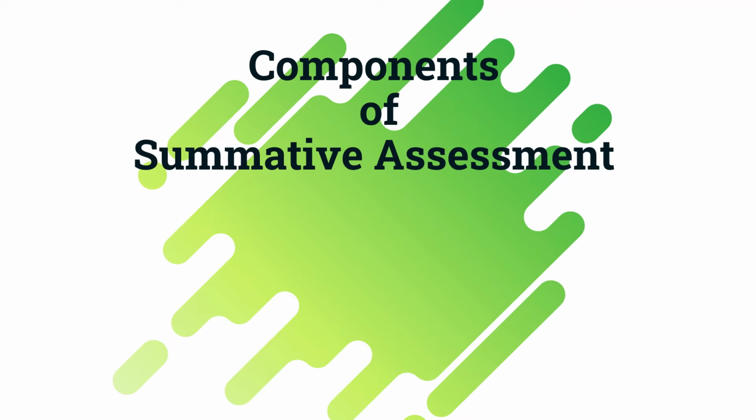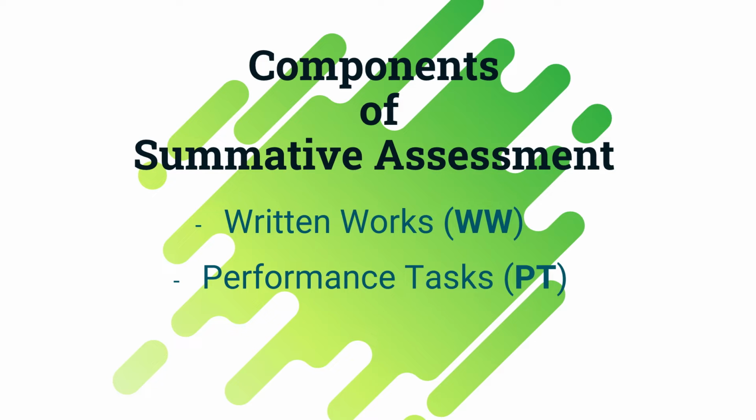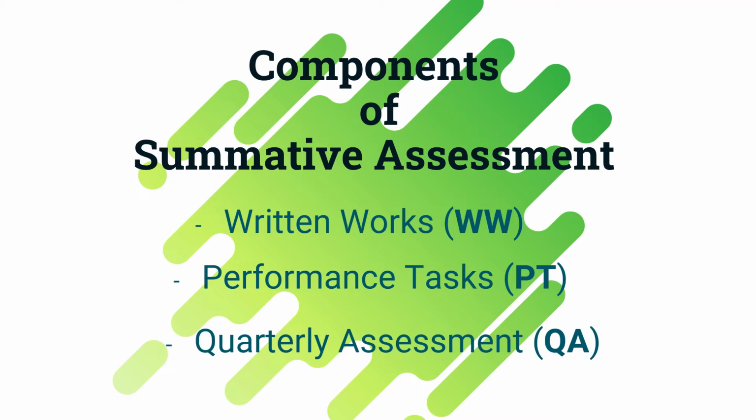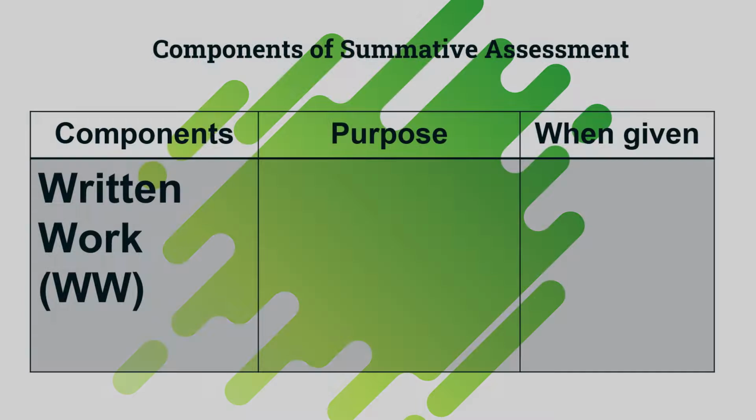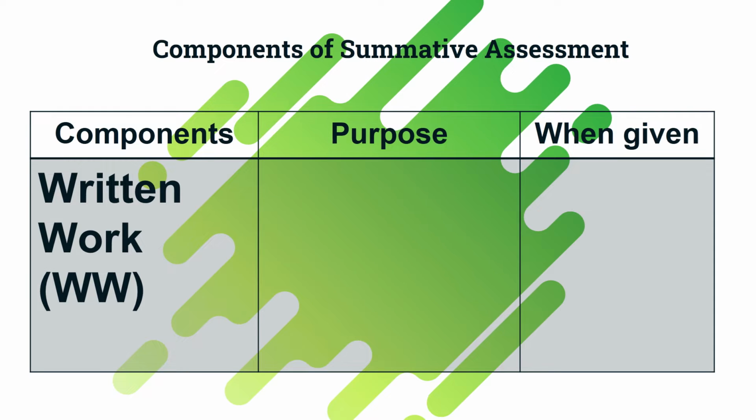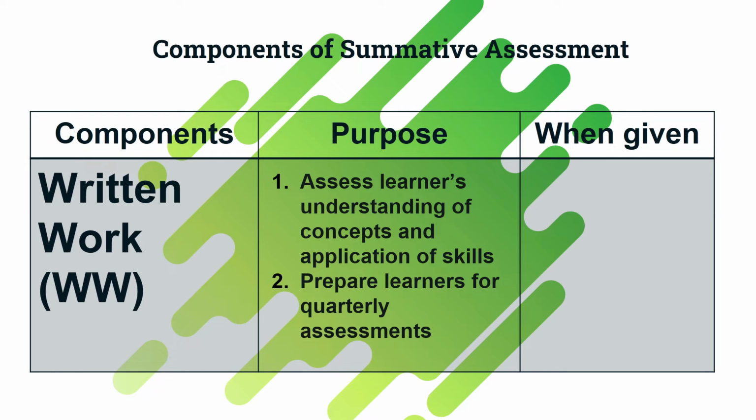We'll start by knowing the components of the summative assessment: written works, WW; performance tasks, PT; and quarterly assessment, QA. The purposes of written works are to assess learners' understanding of concepts and application of skills, and to prepare learners for the quarterly assessment. Written works are given at the end of a topic or a unit.